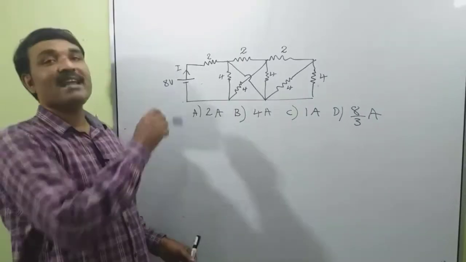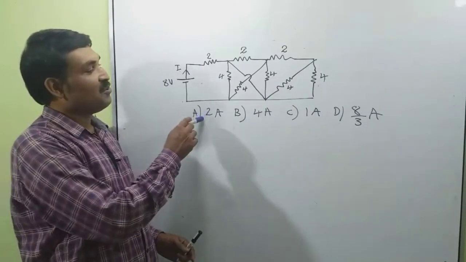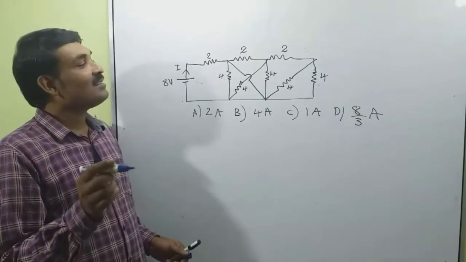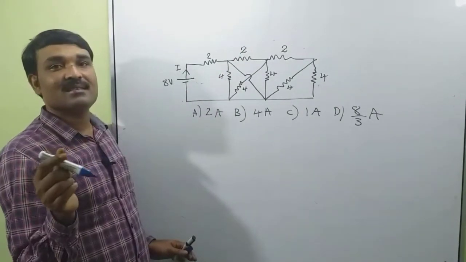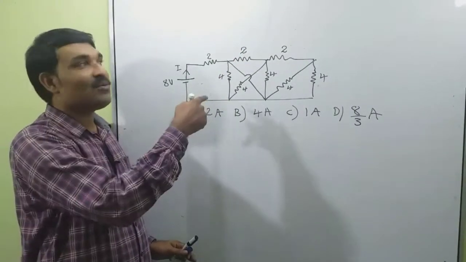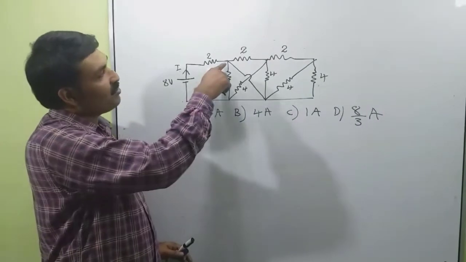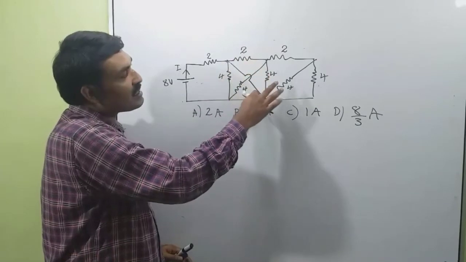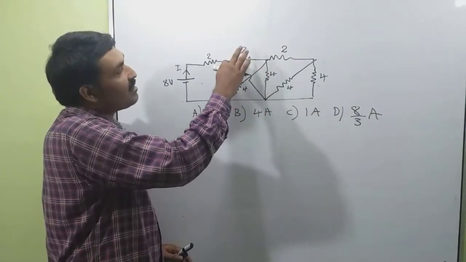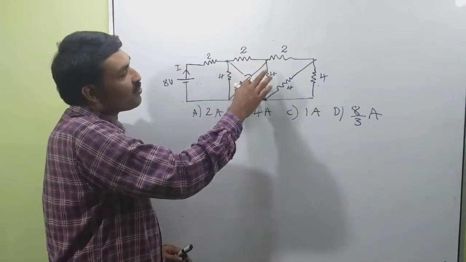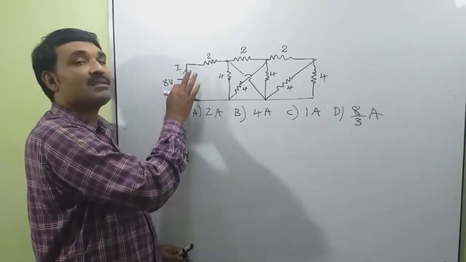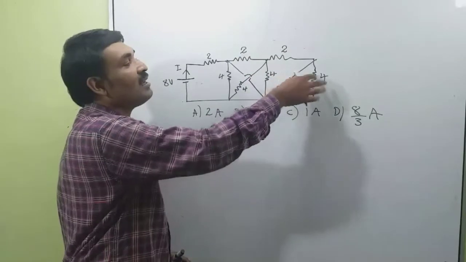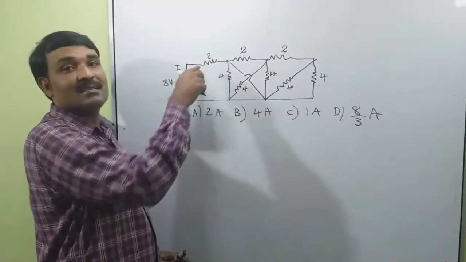We want to find the value of I. Choices are given: 2, 4, 1 and 8/3 ampere. Now look at this circuit. So many resistances. Now I can redraw the circuit. Look at this node. From this node, a short circuit path is available. So the current will go through this short circuit path and return to this 8 volt source. So no current will pass through any other resistance other than this.